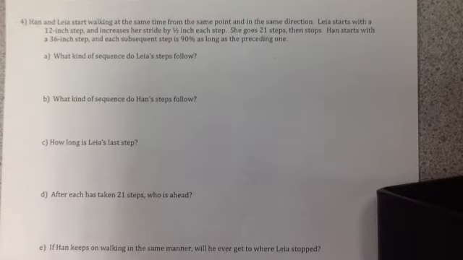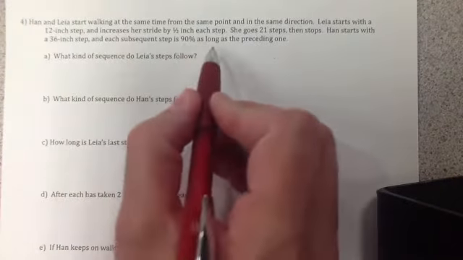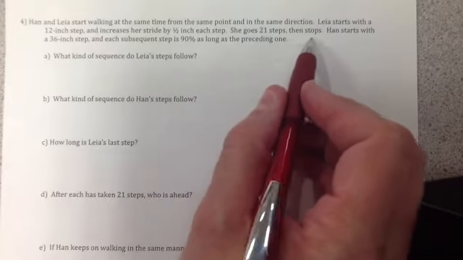Alright, so for part 2, let's take a look at Han and Leia. Han and Leia start walking at the same time from the same point and in the same direction. Leia starts with a 12-inch step and increases her stride by half an inch each step. She goes 21 steps and then stops.